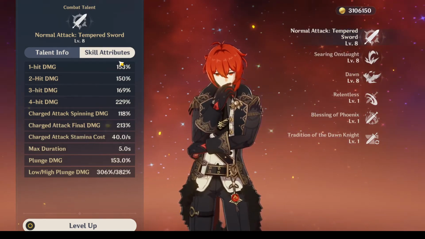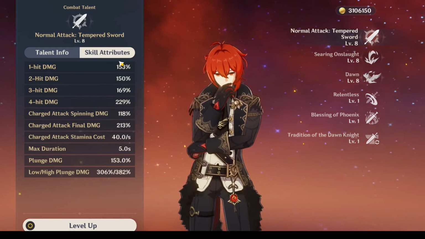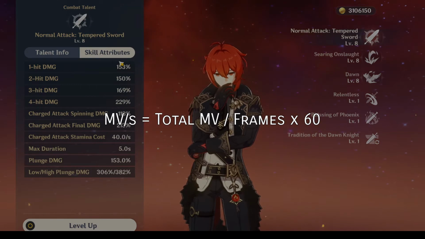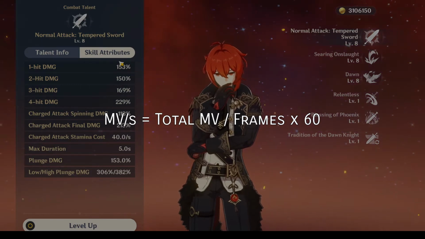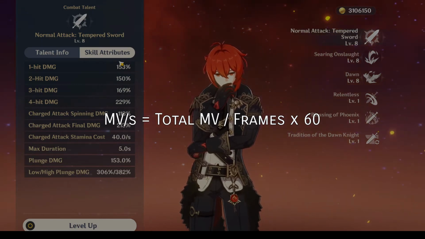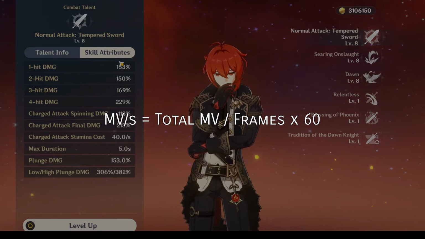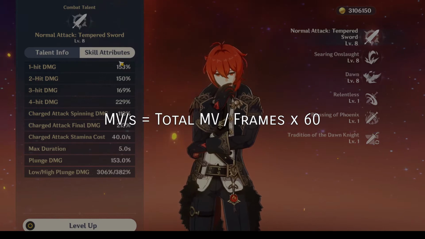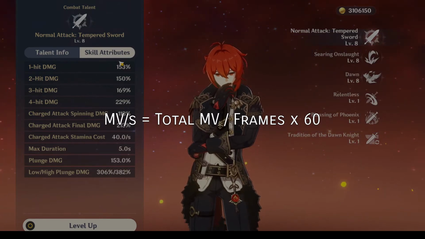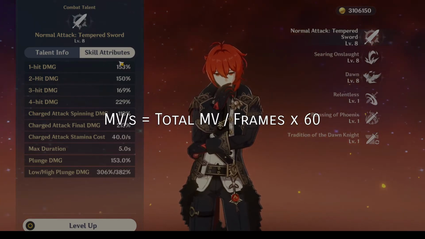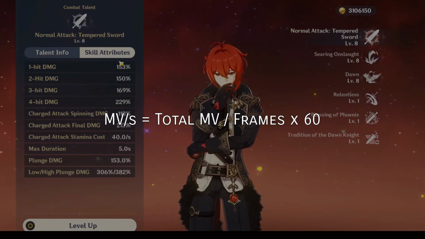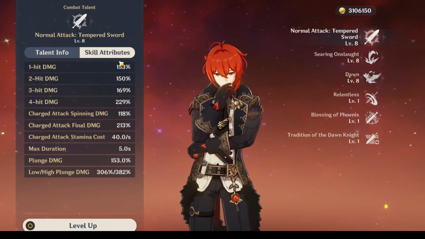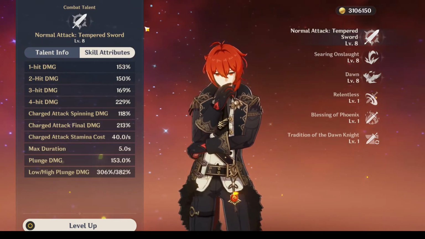But the formula here to understand motion value per second is really simple. It's the total motion value of a combo divided by the number of frames that combo takes, the animation frames in the game, and multiplied by 60. That's for the 60 frames per second. So that's how you get the motion value or the damage multiplier, and those terms are used interchangeably, per second. So that gives you another piece of the puzzle. Motion value per second multiplied by attack. Now you're starting to get towards DPS.